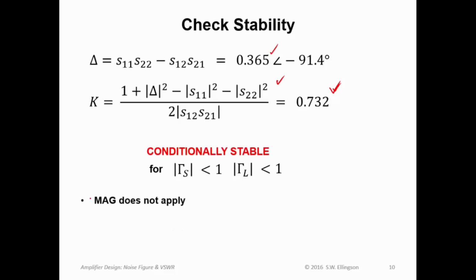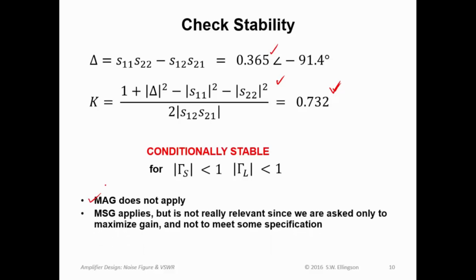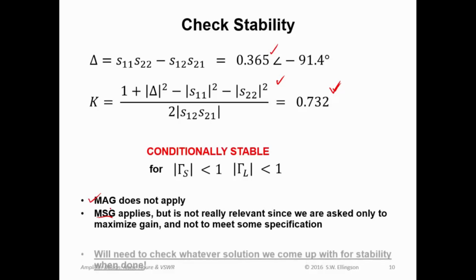We also know that there's no point in computing a maximum available gain because that concept only applies when we have unconditional stability. In this case, I would normally go ahead and calculate the maximum stable gain, but it's really not relevant since we're asked only to maximize the gain. There's no minimum gain requirement, so there's really no need to calculate an MSG here. It doesn't really matter. We're not trading off transistors or doing something where we're interested in knowing the MSG. We simply want to maximize gain subject to a constraint, so MSG just doesn't matter here.